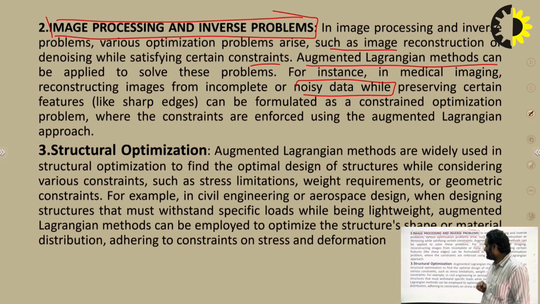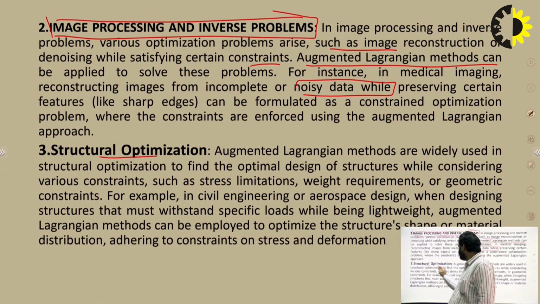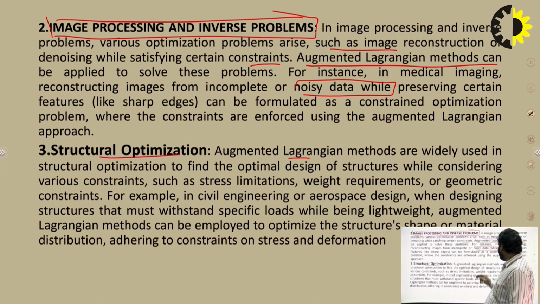Now third is structural optimization. Augmented Lagrangian methods are widely used in structural optimization to find the optimal design of the structures while considering various constraints such as stress limitations and weight requirements. So these are our constraints given. First is stress limitation, then weight requirement or geometric constraint.